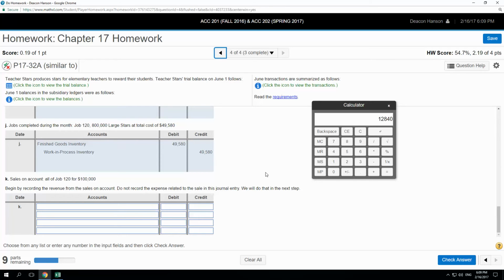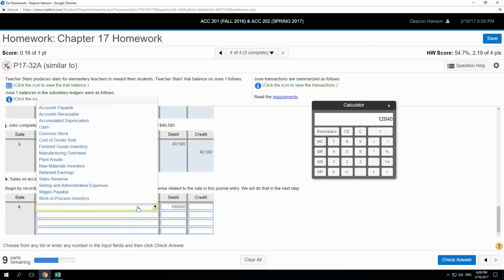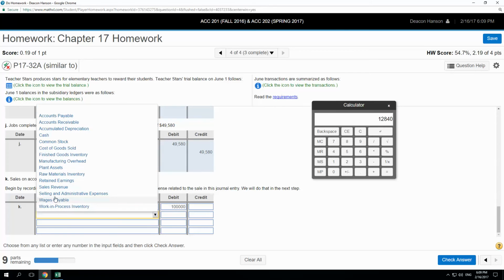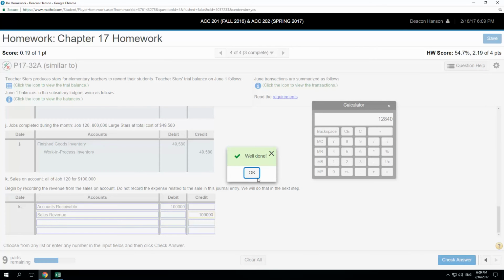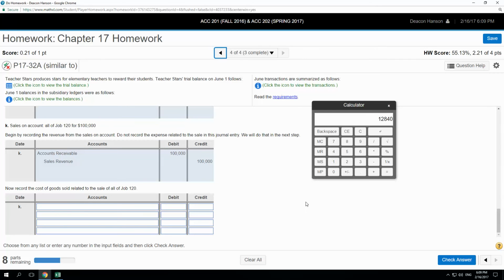Okay, now we're going to do a sale. So we're going to take care of the sale first. It says begin by recording the revenue from the sales on account. Do not record the expense related to the sale in this journal entry. We will do that in the next step. So we sold job 120 for 100,000 on account. So we'll book a $100,000 debit to accounts receivable and then another $100,000 credit to sales revenue. So we know that from 201, right?